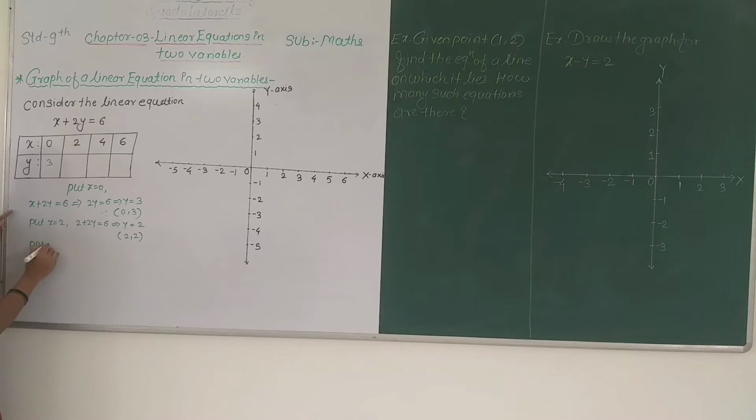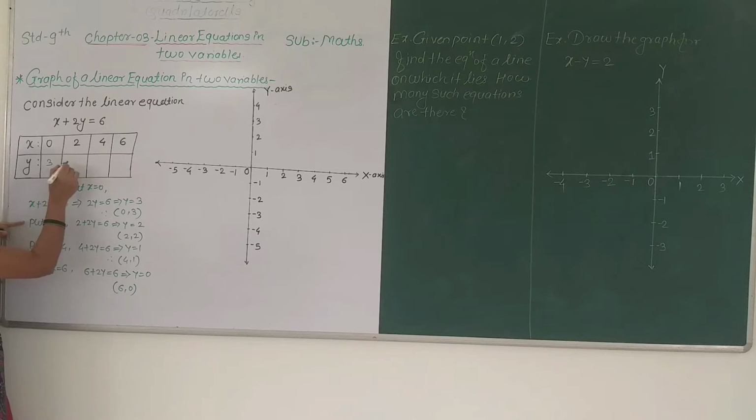Put x is equal to 4. In the same equation, 4 plus 2y is equal to 6, which gives 6 minus 4 is 2, and 2 divided by 2 is 1. So the value of y is 1 here, and I get the point (4, 1). Last one, put x is equal to 6. Then 6 plus 2y is equal to 6, the 6 and 6 cancel, and we get y is equal to 0. So my last point is (6, 0).